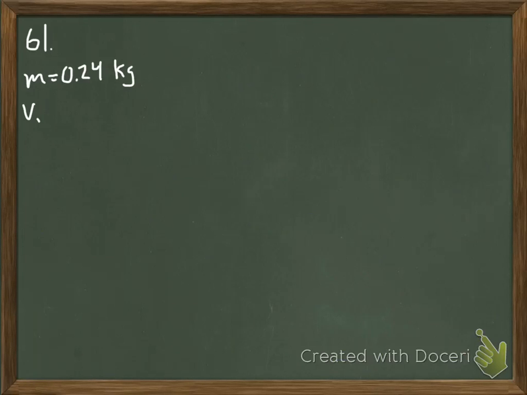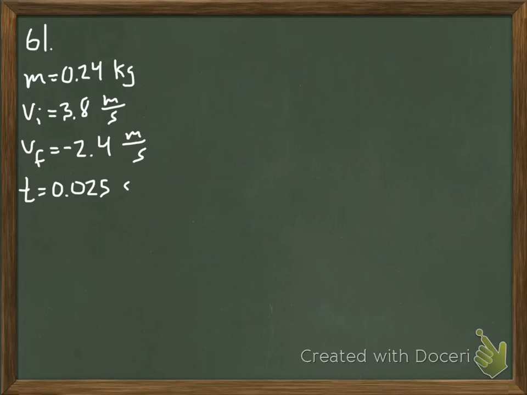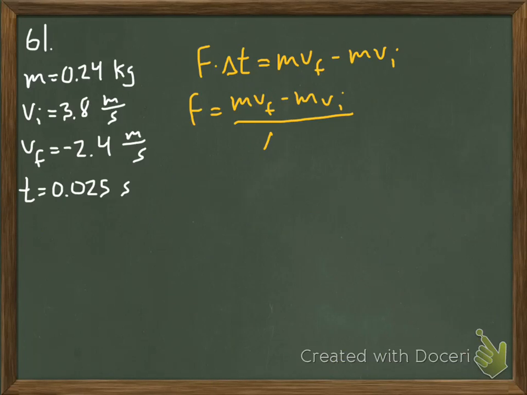In this question, we are given the mass of the volleyball. We're given the initial velocity of the volleyball. We're given the final velocity of the volleyball, and the question is, what was the force applied over a given period of time? Well, we know that force times time is equal to the change in momentum. That's the impulse equation. We can rearrange to solve for force by dividing each side by time, and now we can plug in our numbers.